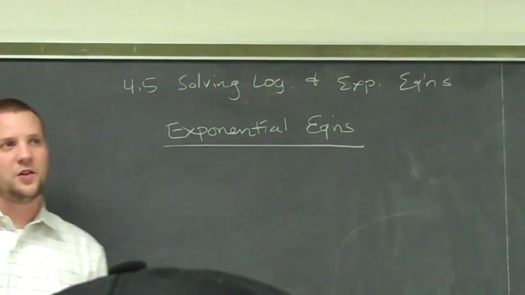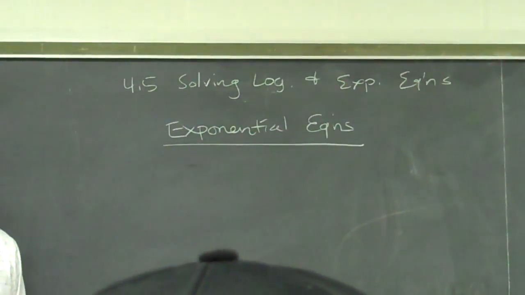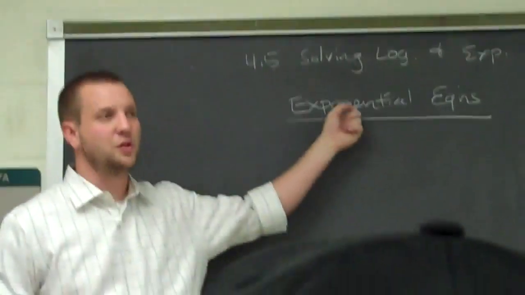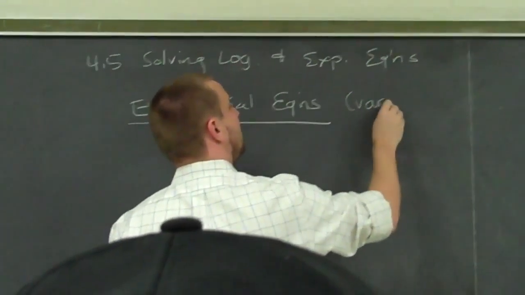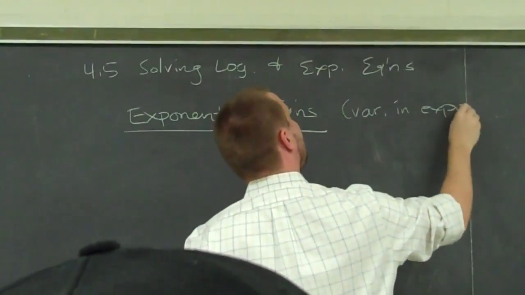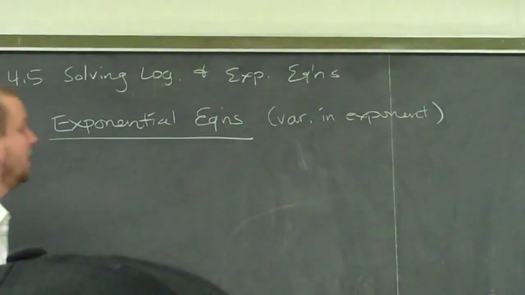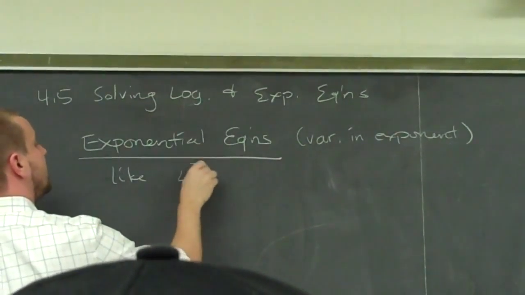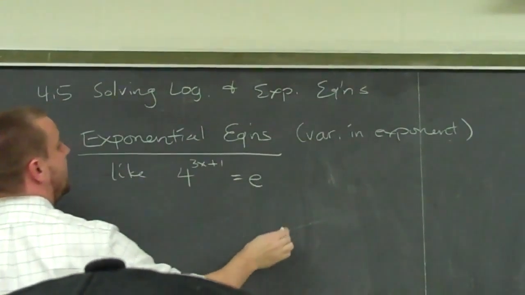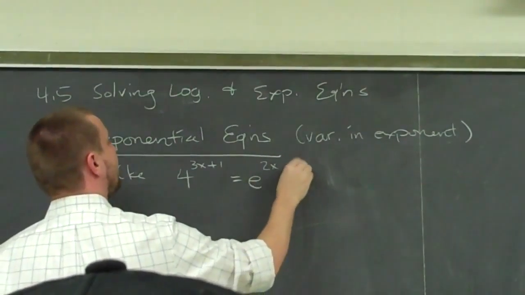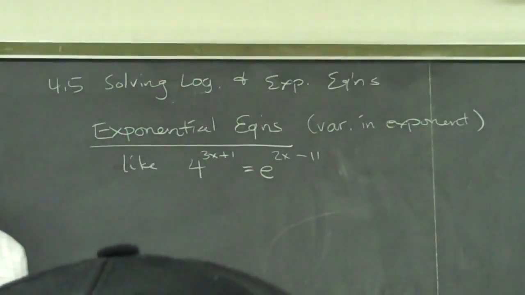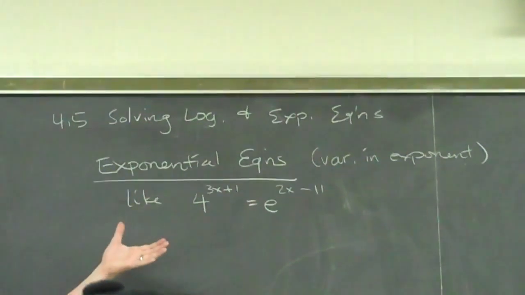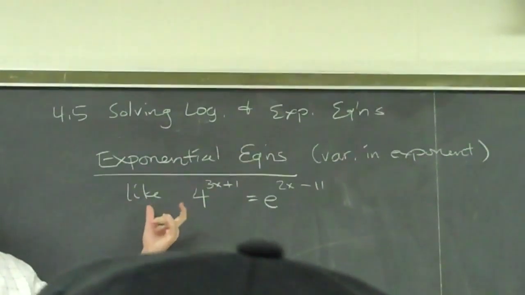So how do you know if you're looking at a function, an equation, how do you know if it's an exponential equation? Well, it's an exponential equation if you have variables in the exponent. That's what you look for. Okay, so something like 4^(3x+1) equals e^(2x-11). Something like that would be an exponential equation, okay? And if it's an exponential equation, we're going to have one method for solving. And if I have time, I'll tell you what it is.